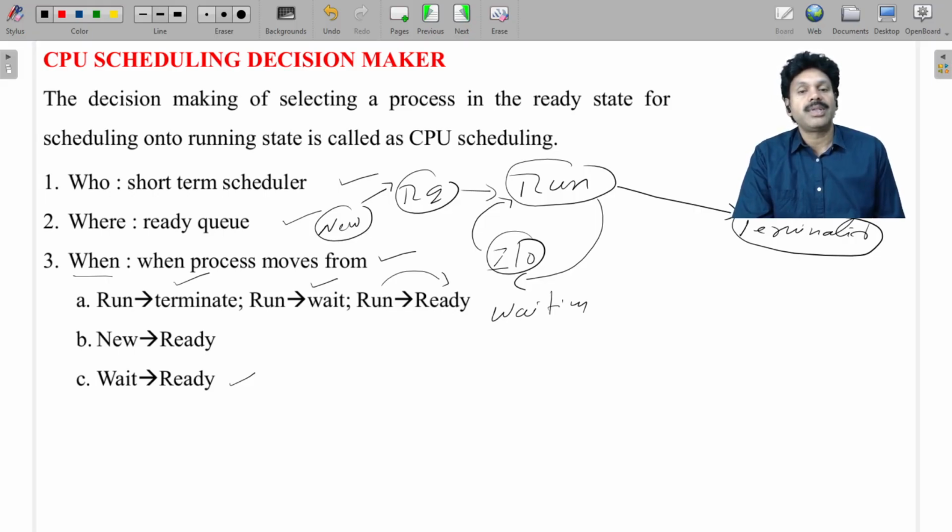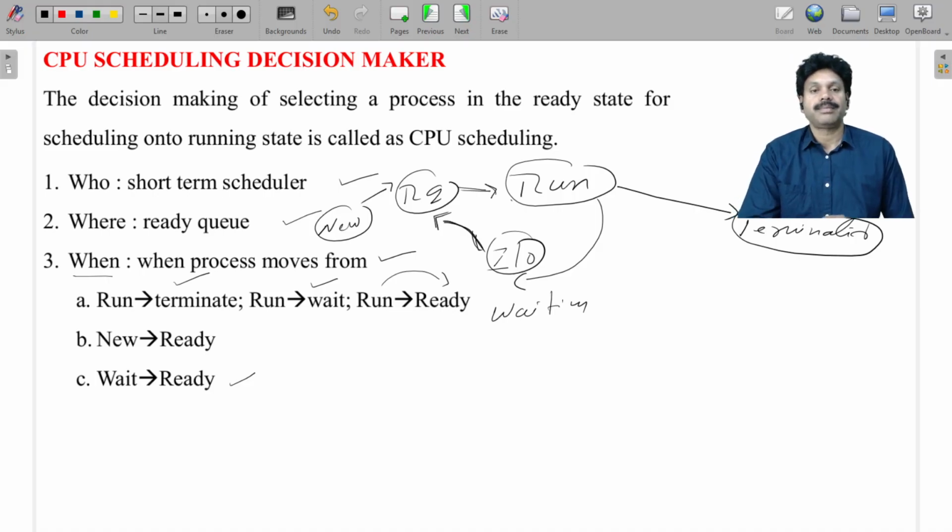So this is a wait to ready queue. There is no IO to run. So it is nothing but IO state to ready queue and from the ready queue to run state.